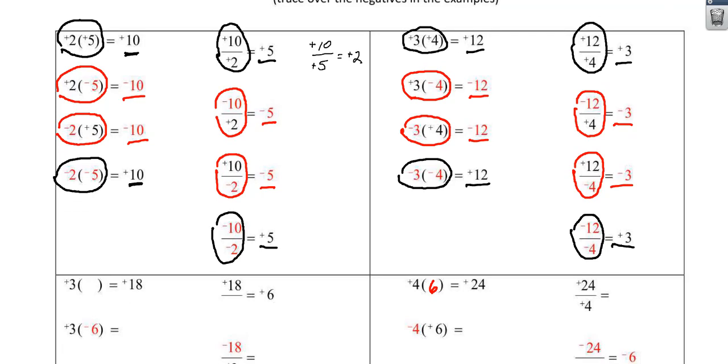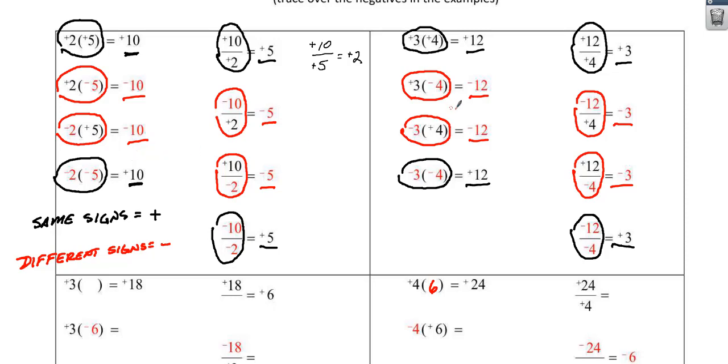And the pattern's pretty straightforward. Here's the pattern. Same signs equals positive. Different signs equals negative. And it works for both multiplication and division. You don't have to learn two different rules. It's the same rule for both.